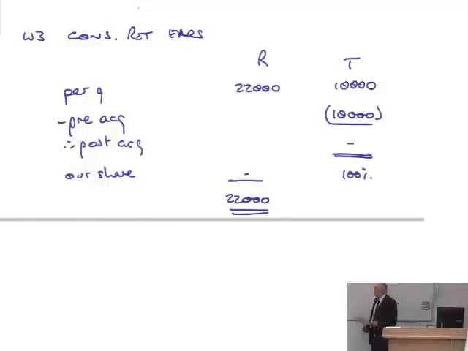All of this 10,000 in Tatiana had been achieved by Tatiana as at the date that we acquired. So the whole 10,000 is pre-acquisition. We're doing the consolidation on the date of acquisition. Tatiana has had no chance to make any profits after our acquisition date. So we've got 100% of nothing. The consolidated retained earnings are therefore 22,000.